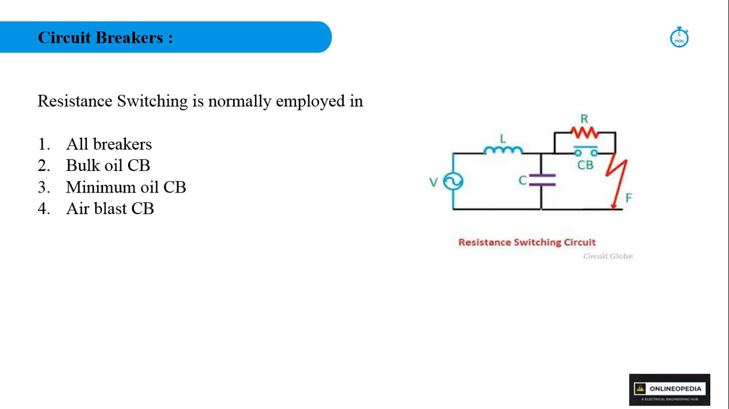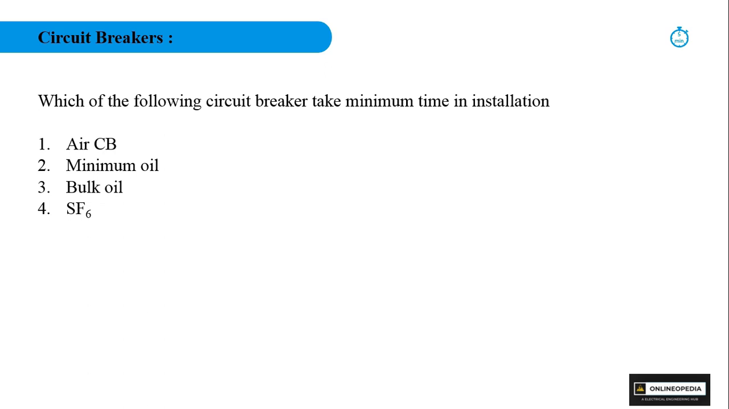Next question: resistance switching is normally employed in. As I told you, resistance switching is employed in the air blast circuit breaker. This is your resistance switching, so that the arc produced during separation reduces. Next: which of the following circuit breakers takes minimum time in installation? Among these, the SF6 circuit breaker takes minimum time in installation.